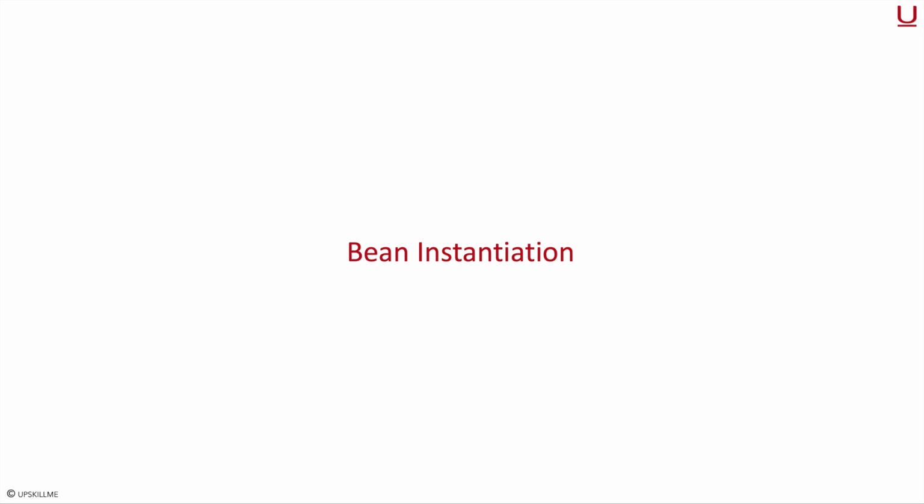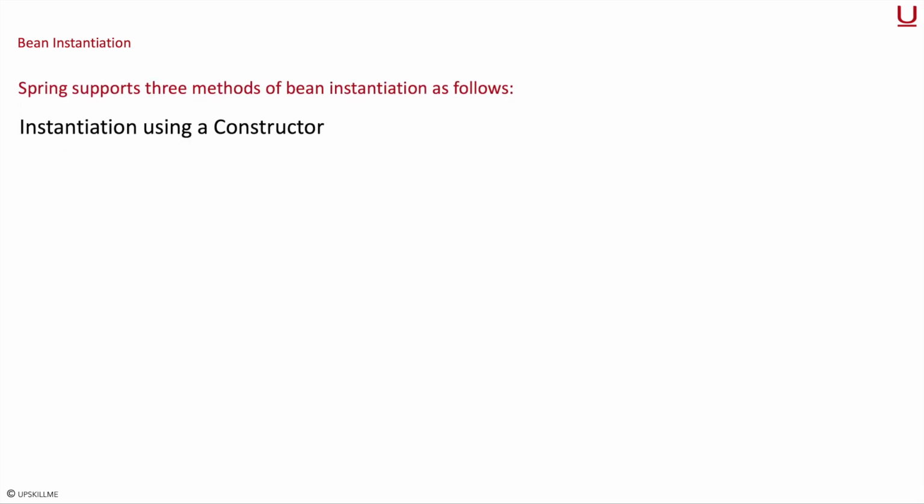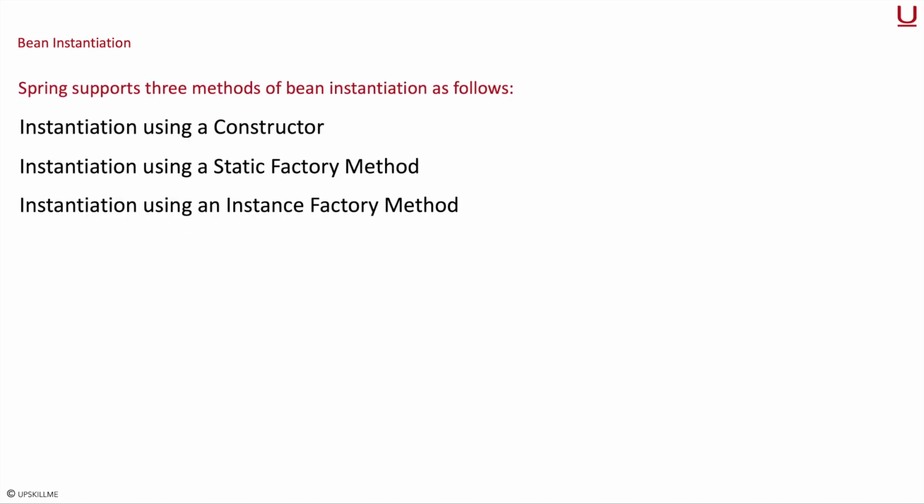With that, let us move to the next topic, that is bean instantiation. First of all, let us understand what is meant by bean instantiation. Bean instantiation is the process of creating an object of a Java class. The lifecycle of this object is managed by the Spring IOC container. Spring can create objects of our Java classes using any one of the following three methods. Let us understand them one by one.